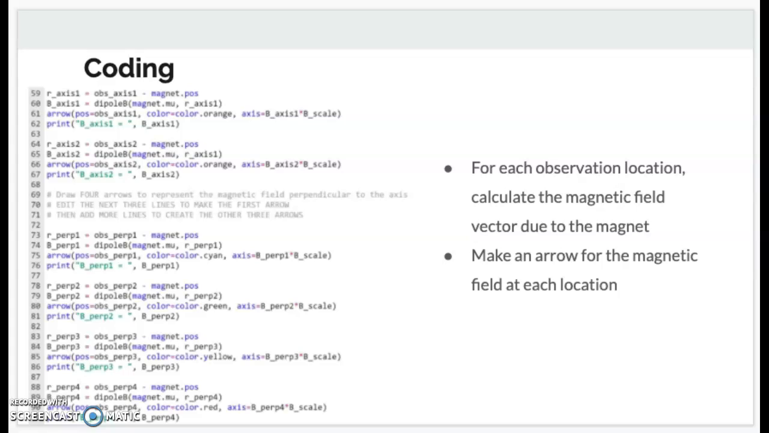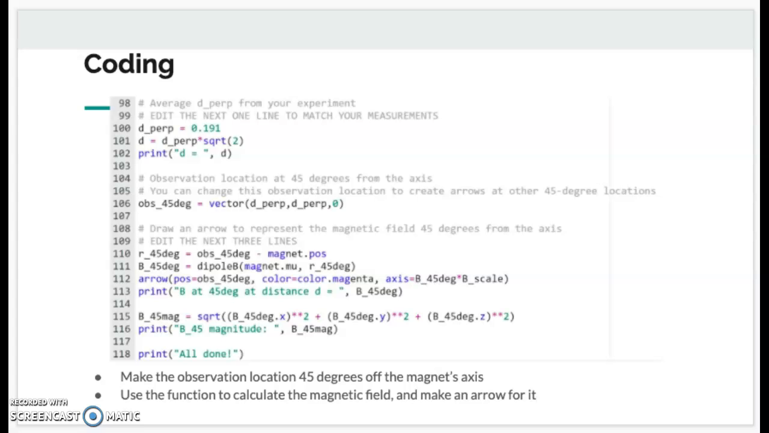Now, for each observation location, we calculate the vector for the magnetic field due to the bar magnet using the function we wrote, and we make an arrow to represent the magnetic field at each location. Finally, we want to calculate and visualize the magnetic field 45 degrees off the magnet's axis. First, we make an observation location at a 45-degree angle from the magnet at a distance equal to the distance used in this section of the experiment. We then use the function to calculate the magnet's field at this location, much like we did to the other locations, and again we make an arrow for it.